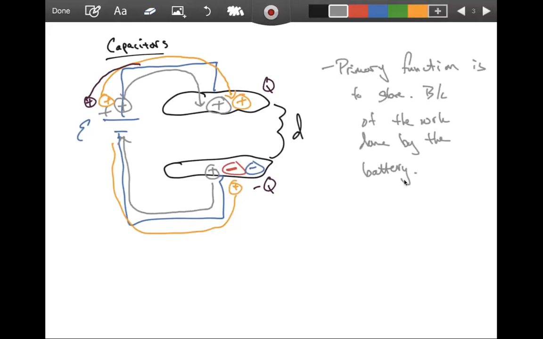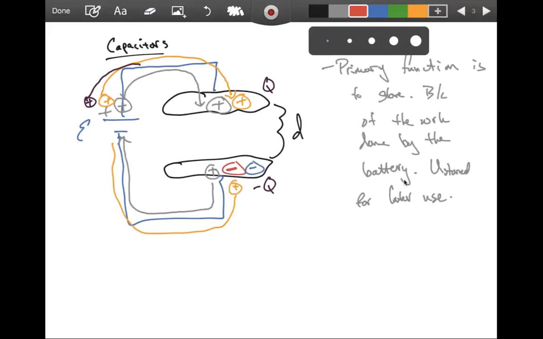So this is the entire primary purpose of a capacitor. Anytime you have a capacitor within a circuit, its sole job is to save energy for later use in the form of potential energy. So this is going to store some stored potential energy for later use. So this is its primary function. Of course, it has some sub-functions as well. So what are some other functions? We're going to call those sub-functions.